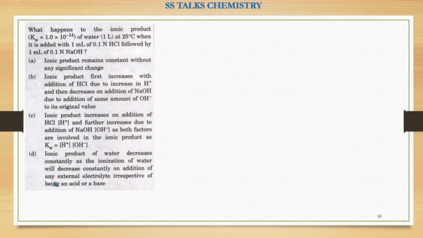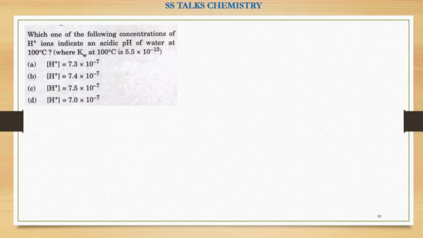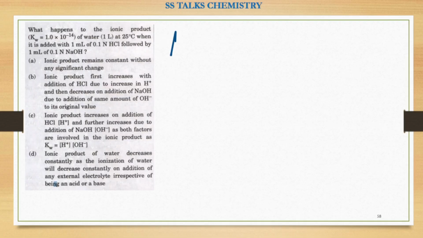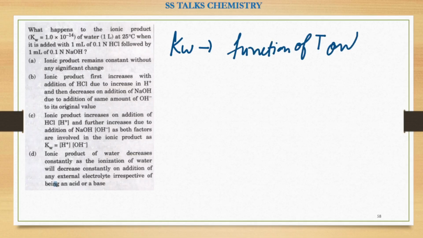Next we have this. It says what happens to the ionic product of water at 25 degrees centigrade when it is added with 1 ml of 0.1 normal HCl followed by 1 normal NaOH. Is the dissociation constant of water, which is the ionic product of water, going to change with the addition of any substance? The answer is no. The reason being that the dissociation constant, that is Kw, is a function of the temperature only. It is not dependent upon the addition of any substances.